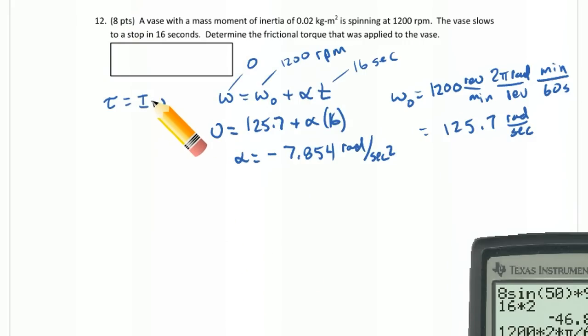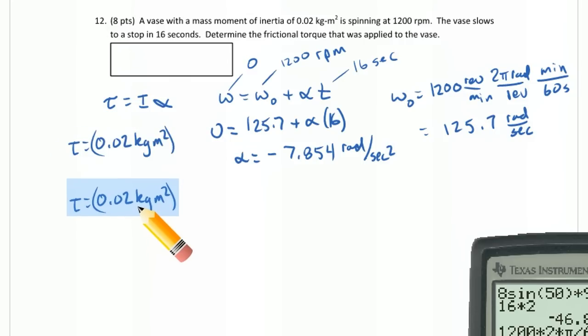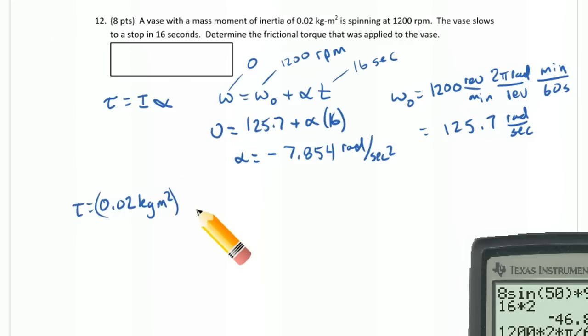Oops, not sure where that came in. Where my alpha went over here, but there should have been an alpha there. Okay, so now we can calculate the torque. I'm going to write in units here just to talk about how those work out. Kilogram meter squared. And our alpha of minus 7.854 radians per second squared.